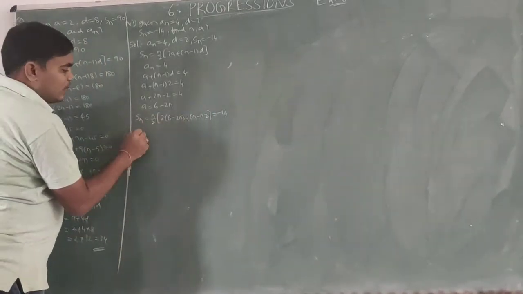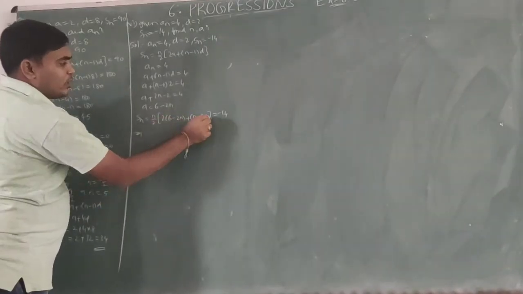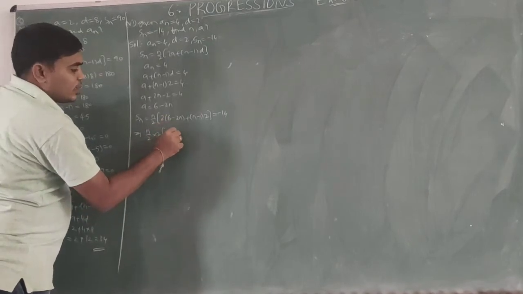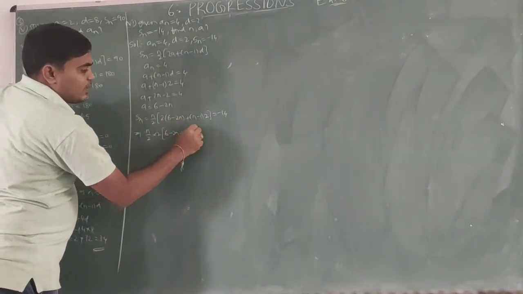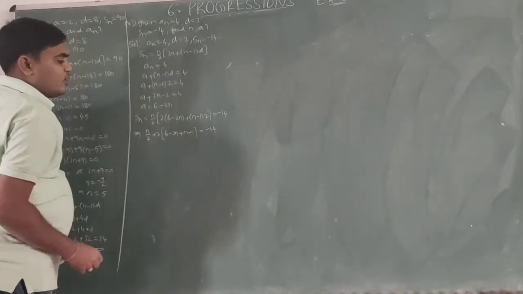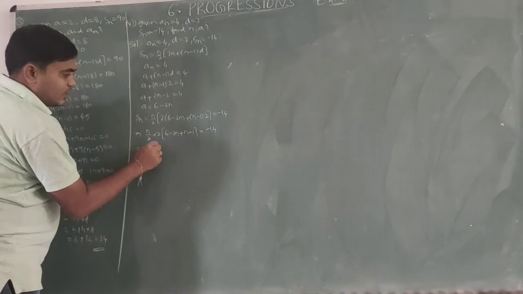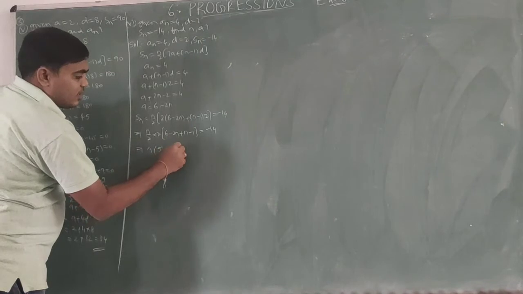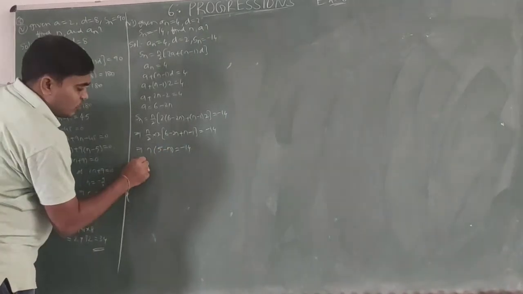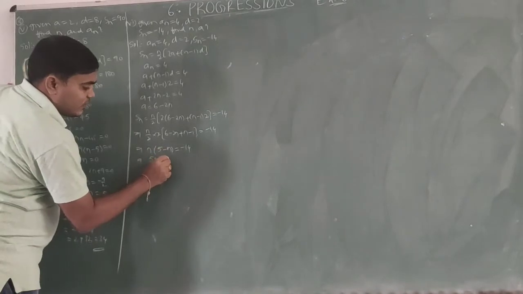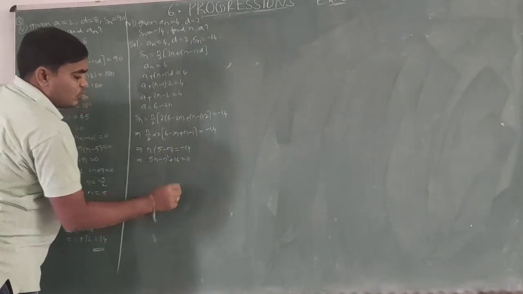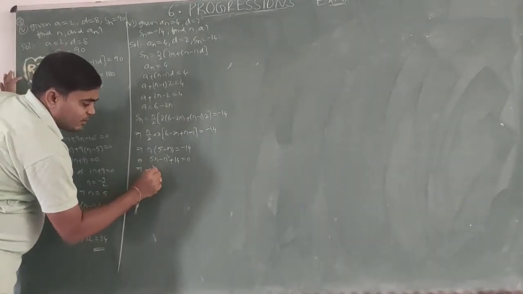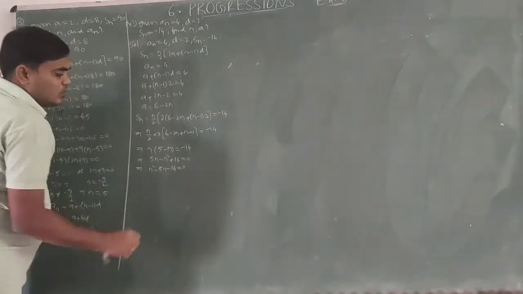So taking 2 common, here 2, here 2, 2 common. So n by 2 into 2 common: (6 minus 2n plus n minus 1) equal to minus 14. 2 cancels. n of (6 minus 1, 5, minus 2n plus n, minus n) equal to minus 14. So 5n minus n square plus 14 equal to 0. So n square minus 5n minus 14 equal to 0.